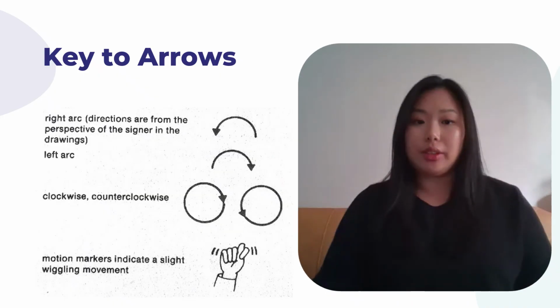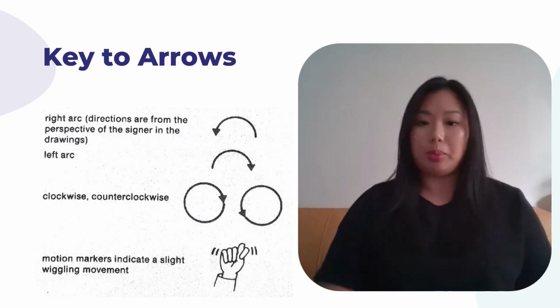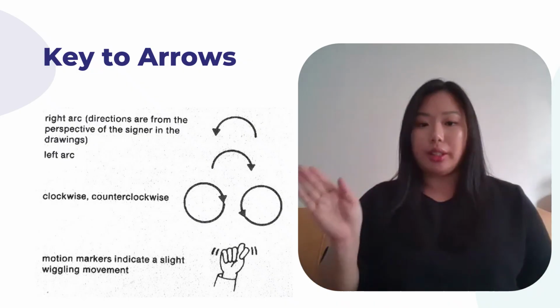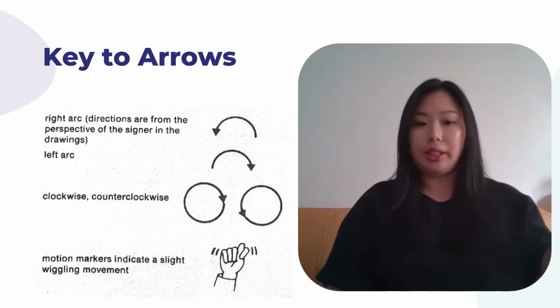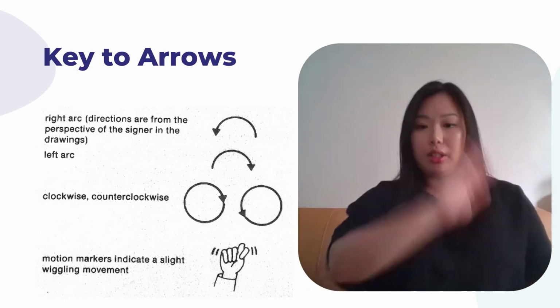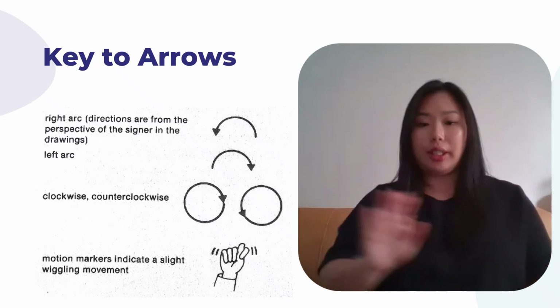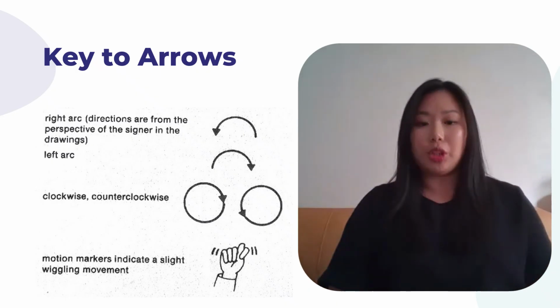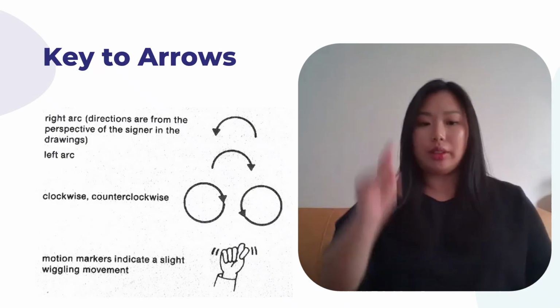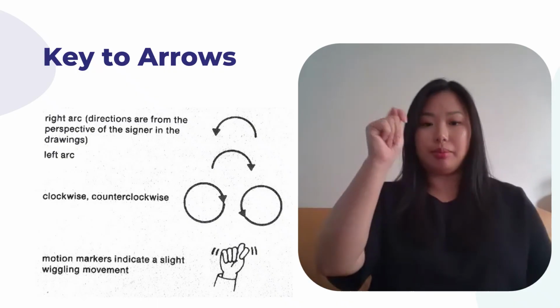The arrows are also drawn in the perspective of the signer in the drawings. So the first one would be a right arc, the second one is a left arc, and it also shows you either clockwise or counterclockwise. And then if you see the little motion markers, that means you wiggle. So this is for toilet.